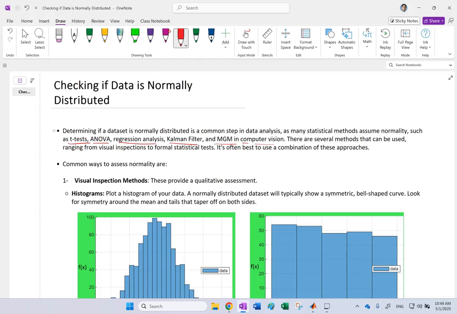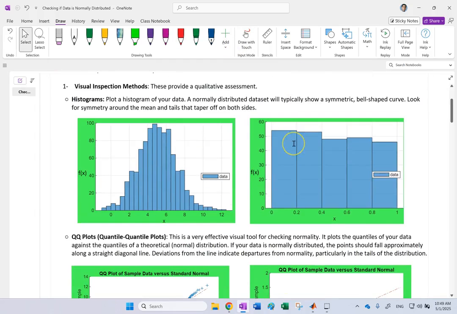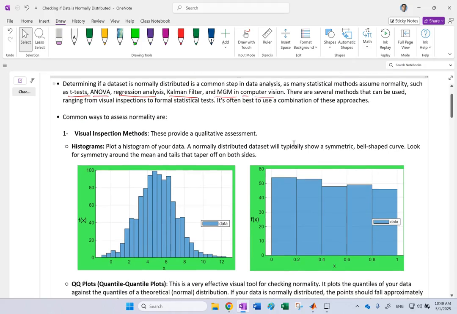So how can we make sure that the data is normally distributed? If I just have a bunch of numbers and I receive them from any sensor, how can I check for normality of distribution? So here I want to talk about different methods.